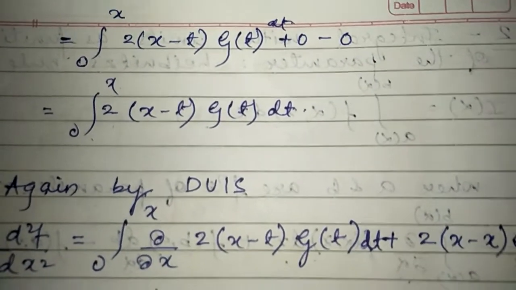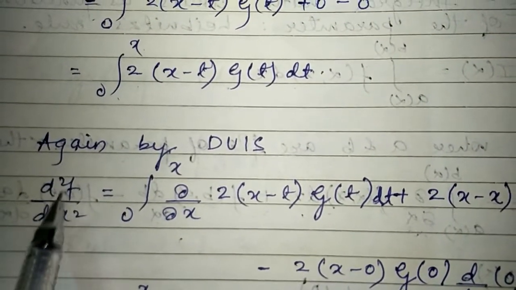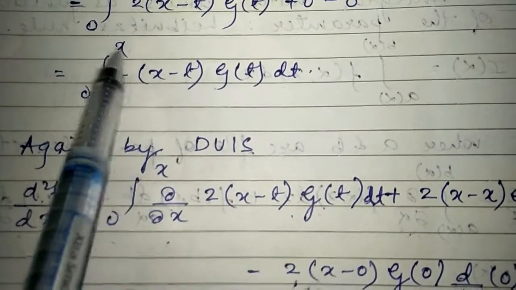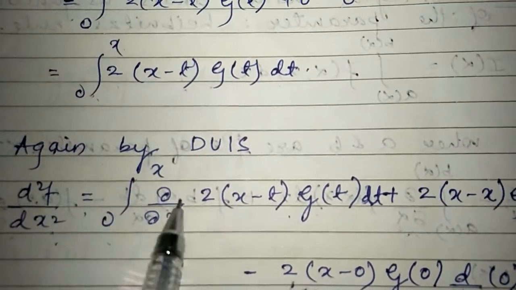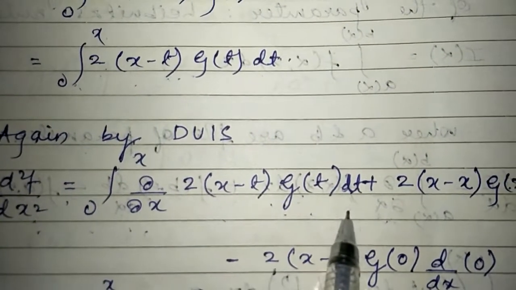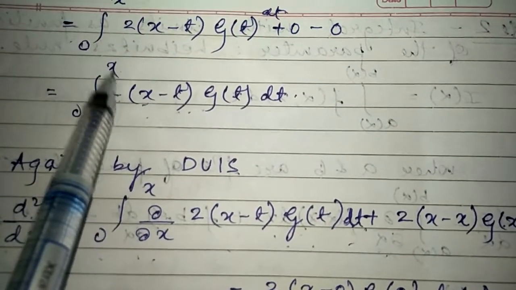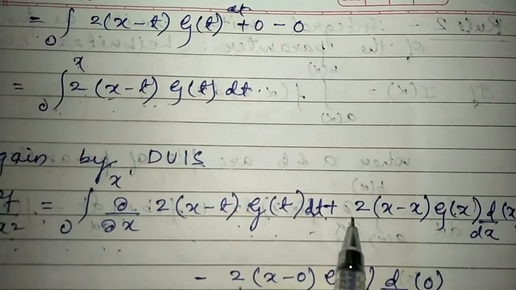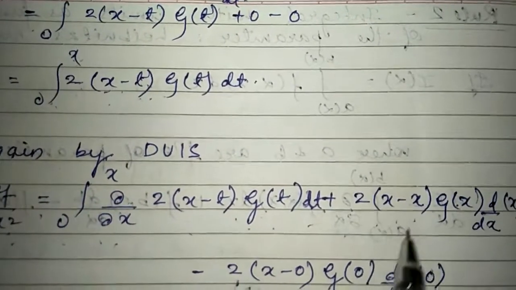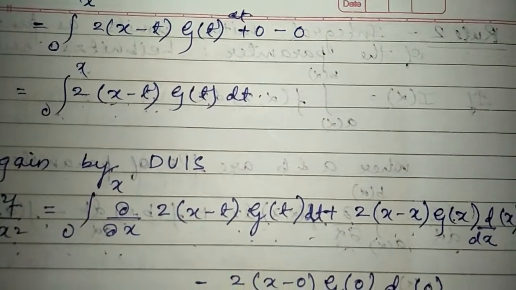But this was df by dx. We'll apply the rule again, that is, we now want d2f upon dx square. It will be the integral from 0 to x, applying the rule again, of the partial derivative with respect to x of this 2 times (x minus t) g(t) dt, plus this function for the upper limit, that is 2 into (x minus x), for t we substitute x, g(x) into, we are differentiating the upper limit with respect to the parameter.